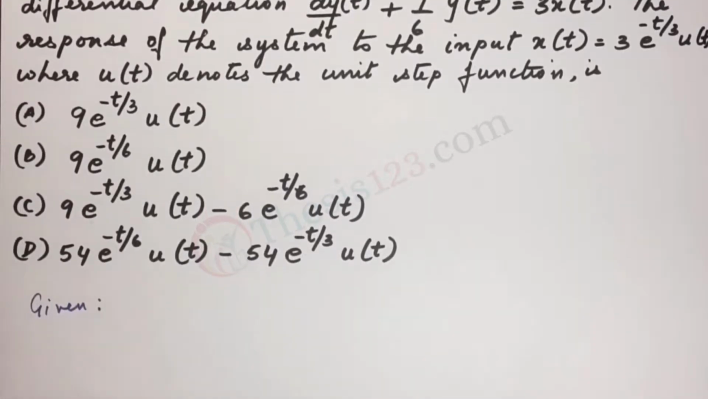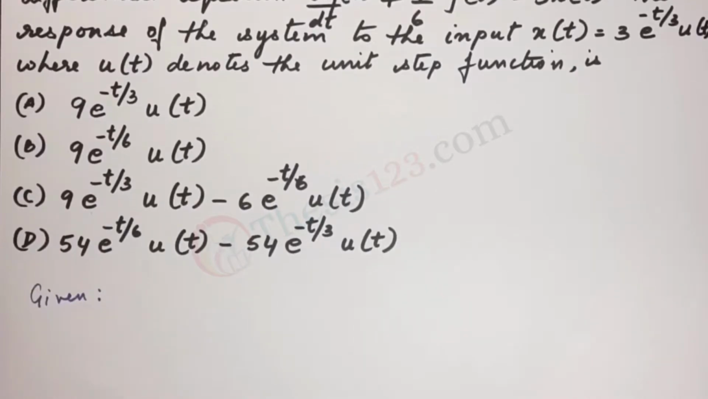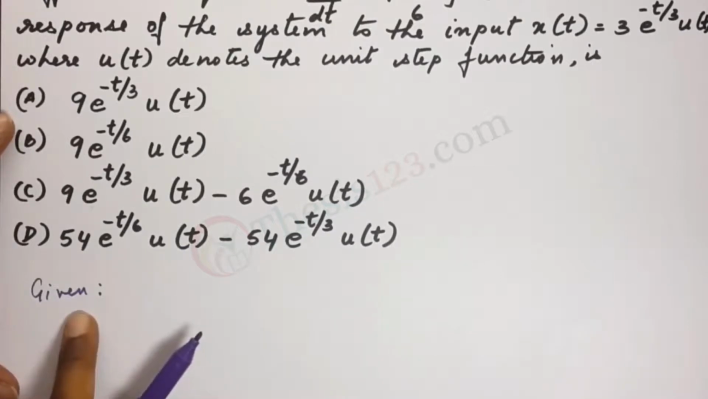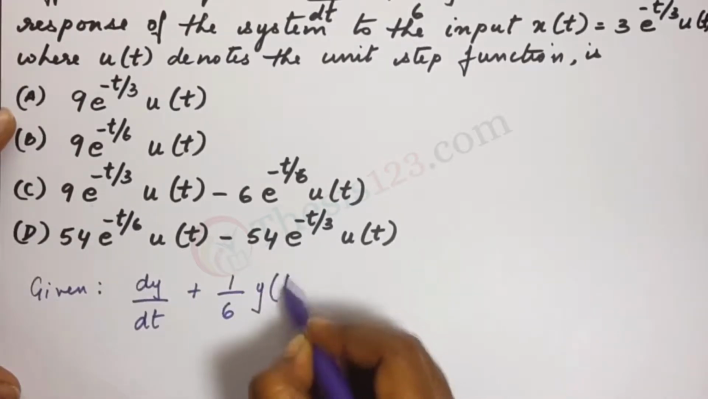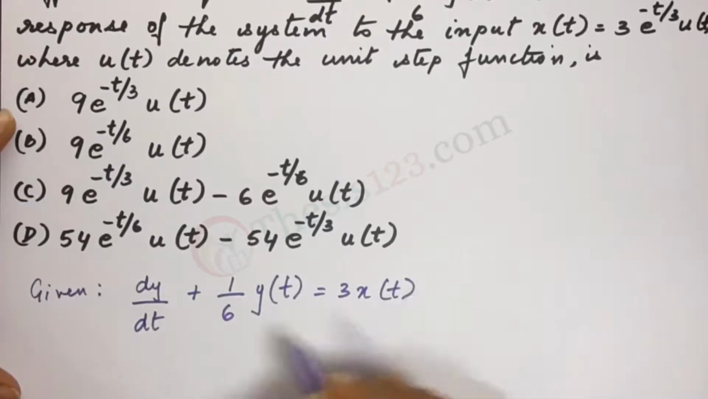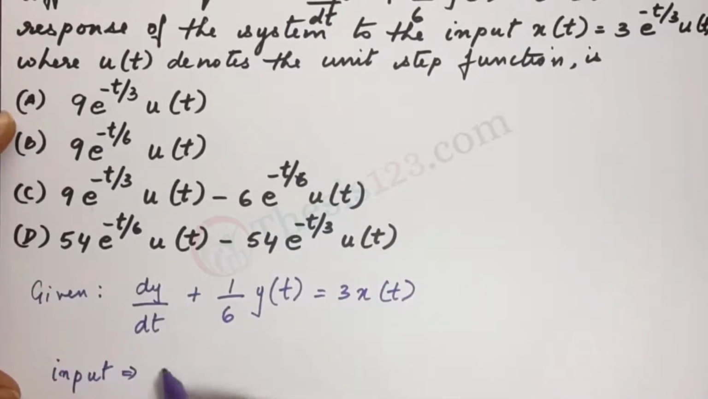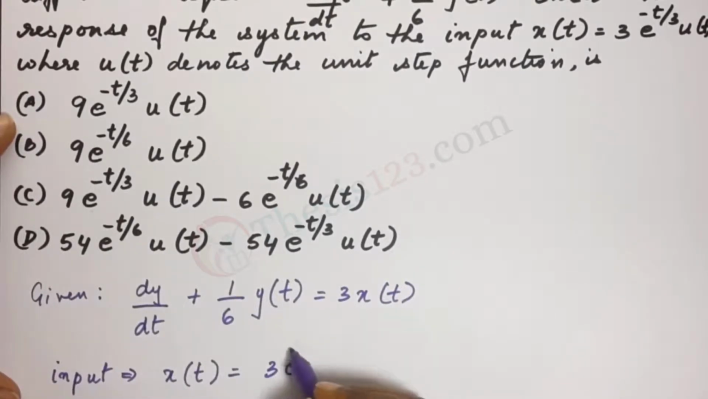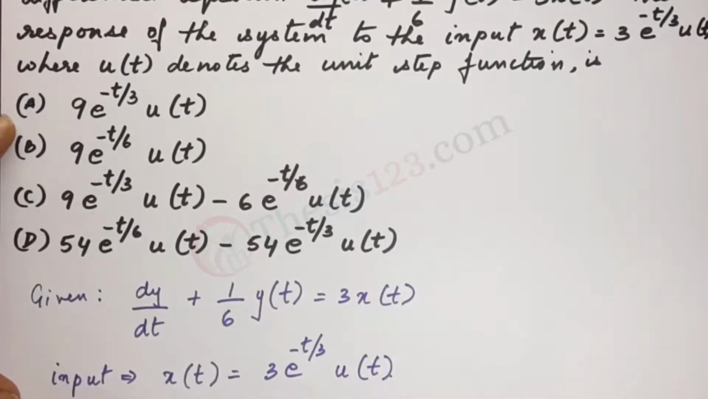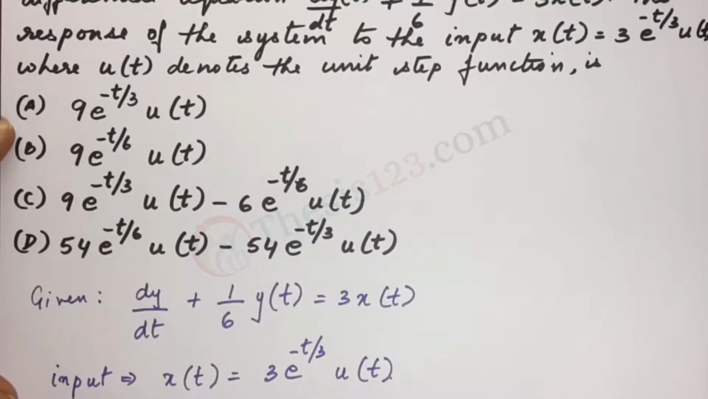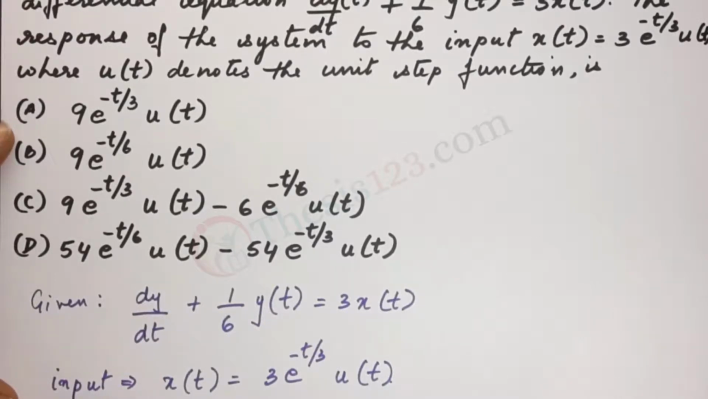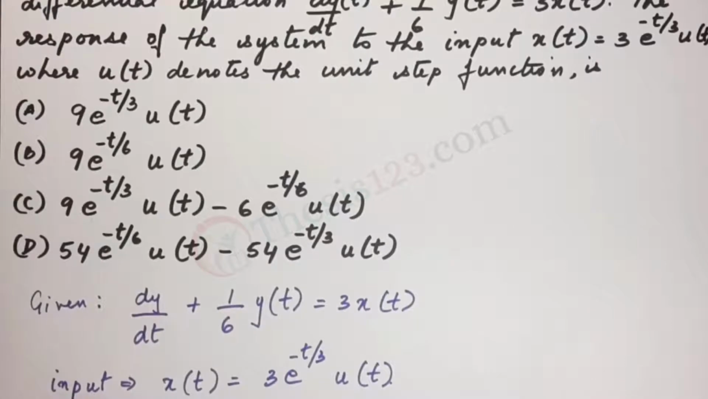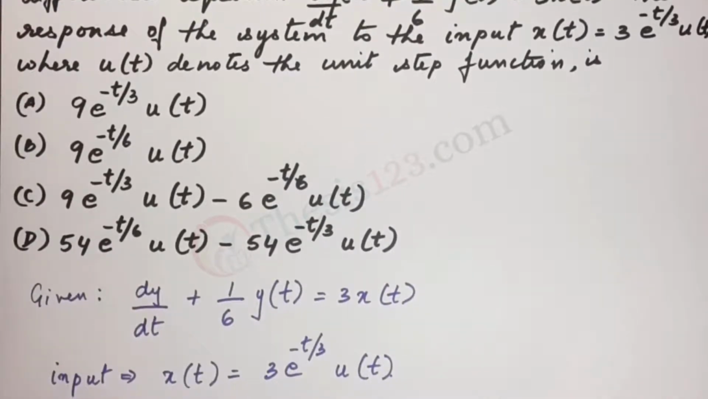Okay, so here the system has been characterized by the differential equation. So let's just write down what the given equation is. That's dy by dt plus 1 by 6 y of t is equal to 3x of t. And the input is given to us as x of t is equal to 3 e power minus t by 3 u of t. One way of solving this is to first use Laplace transforms, convert it into the s domain, and then use the inverse Laplace again to get the final equation. So let's do that. I'll just take another sheet of paper and we'll begin.